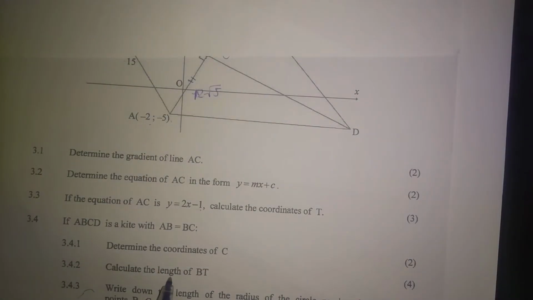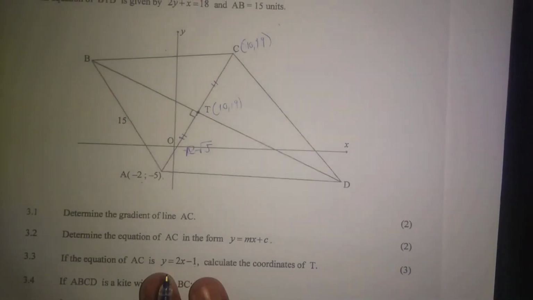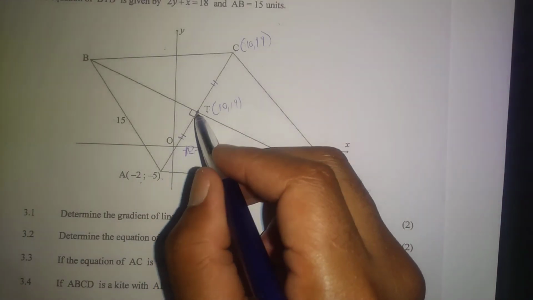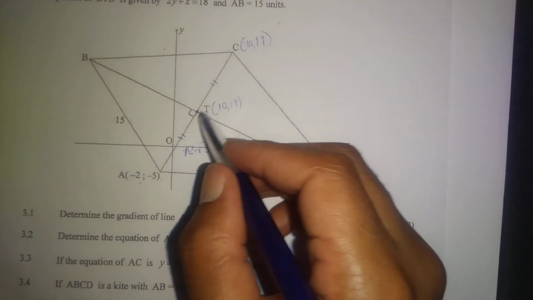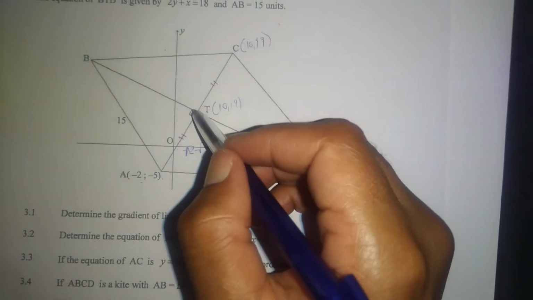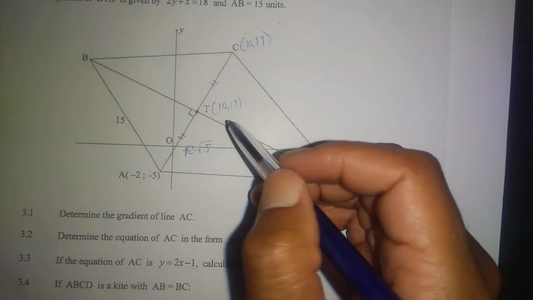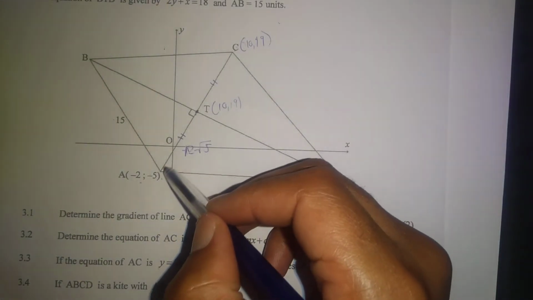Calculate the length of BT. BT is part of a right angle triangle. Because the coordinates of T are known, we can calculate the length AT, and this is the hypotenuse. Then it will help us calculate BT. So you will need this other length. This is given, I can calculate the third one.